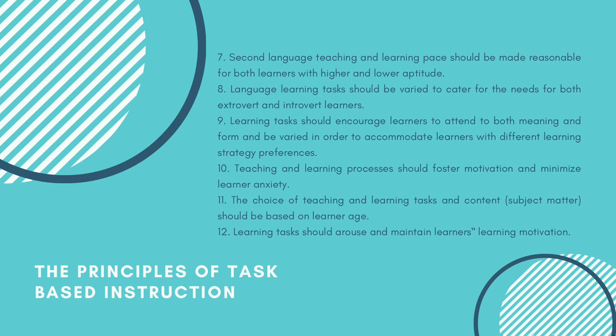And next, 7, second language teaching and learning pace should be made reasonable for both learners with high and lower aptitude. And 8, language learning tasks should be varied to cater for the needs for both extrovert and introvert learners. Next, 9, learning tasks should encourage learners to attend to both meaning and form and be varied in order to accommodate learners with different learning strategy preferences.